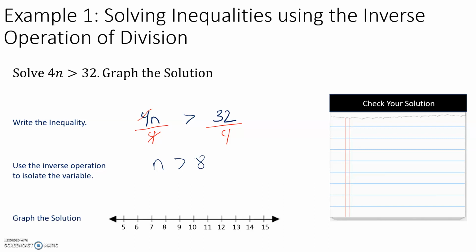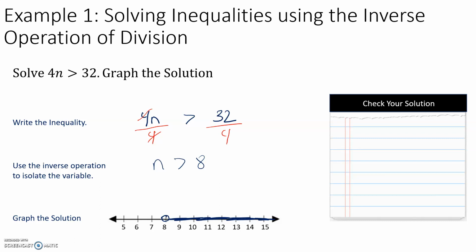Now I'm going to graph the solution, so I'm going to find 8. I'm going to use an open circle because 8 is not included. And whatever n is going to be to the right. It's going to be greater than 8. So n can be any one of these values as long as it's greater than 8.